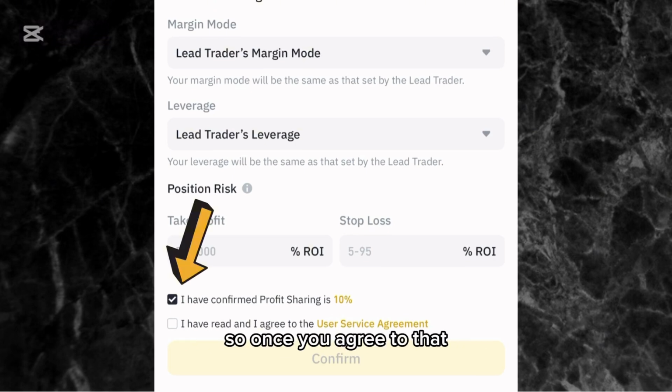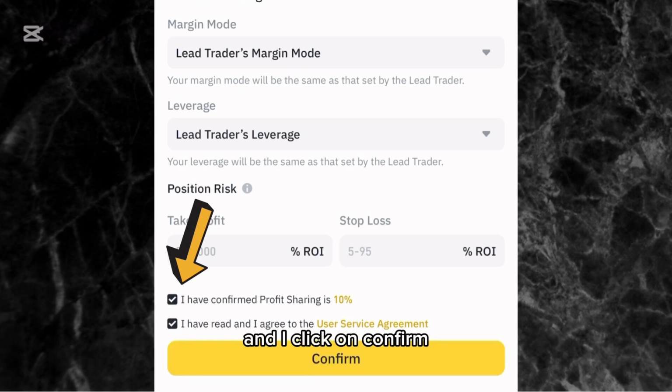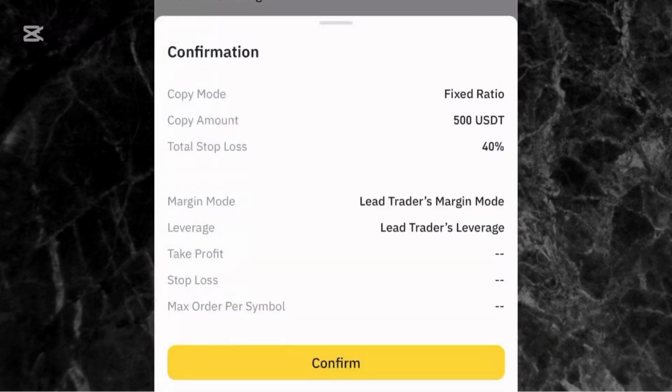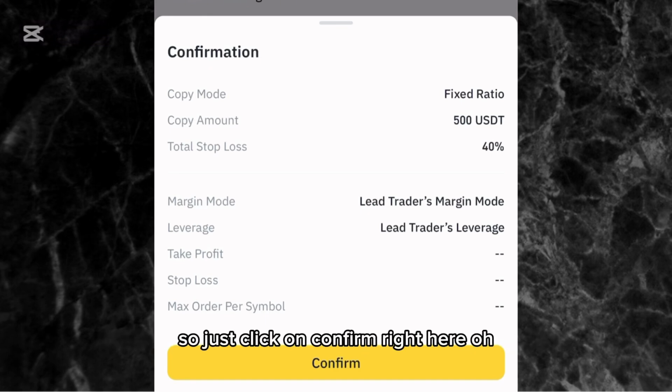So once you agree to that, then you agree to the second one too, which is I have read and I agree to the user service agreement. And then you click on confirm at the bottom side of the screen. Once you've done that, you'll be able to confirm all of your details right here. You can confirm everything you have put in. So I just click on confirm right here.